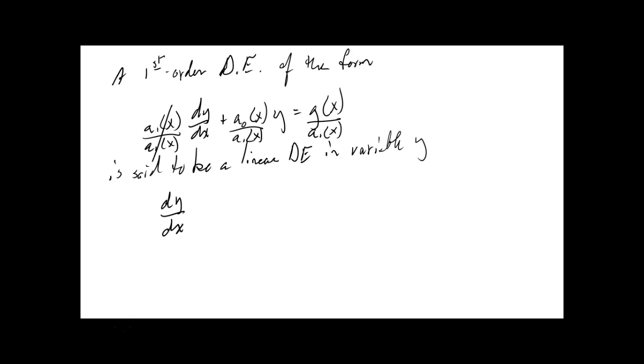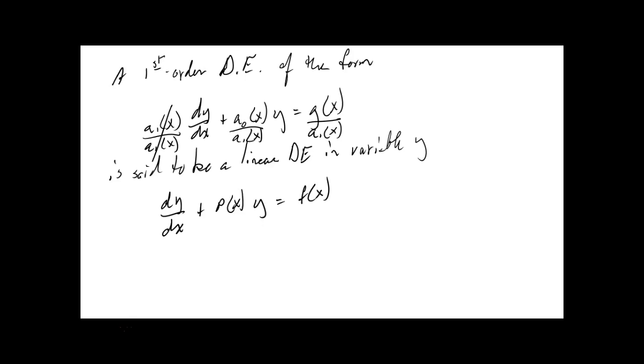Well, I'm not going to call it a0 over a1. I'm going to give it a new name: p of x, plus p of x times y is equal to, now let's give that a new name too. Let's call that one f of x, because it's just a function of x. It's g of x divided by a1 of x. Could be all messy, but it's all x's alone. No y's in them. This is now our standard form for our first order linear differential equation.